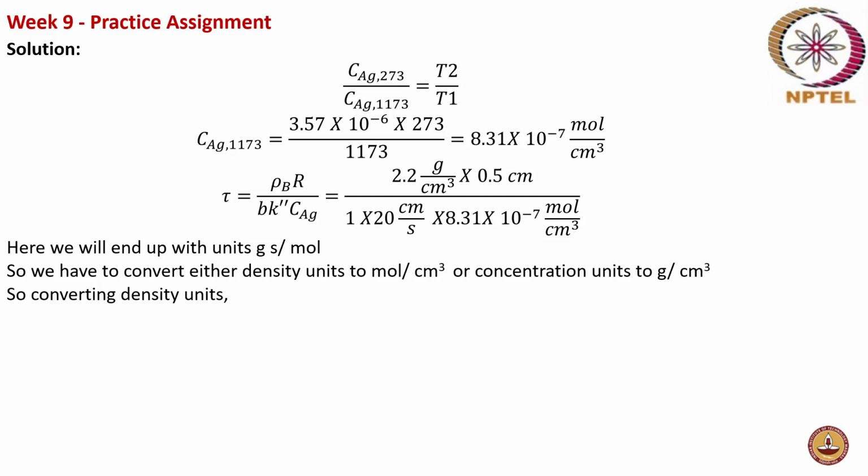How can we convert the density of the graphite or carbon material from gram per centimeter cube to mole per centimeter cube? We can divide it by its molecular weight. The molecular weight for carbon is 12 gram per mole. So rho B is equal to 2.2 gram per centimeter cube divided by 12 gram per mole, and we will end up with 0.183 mole per centimeter cube. So this is the density in mole per centimeter cube.